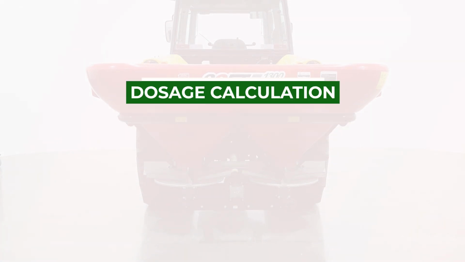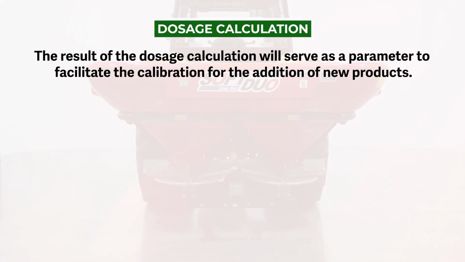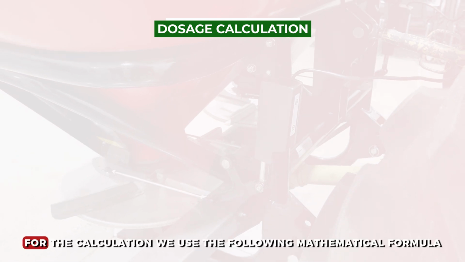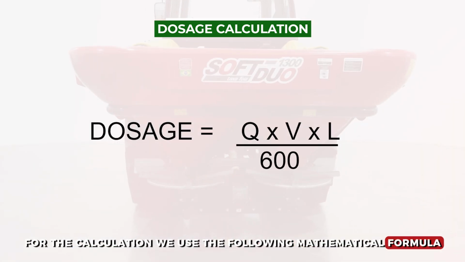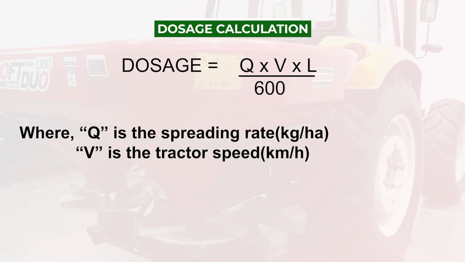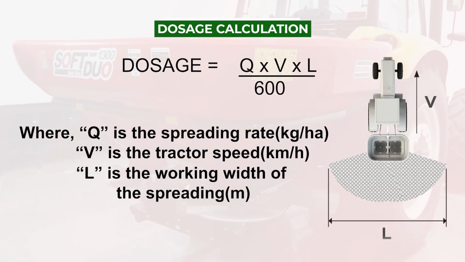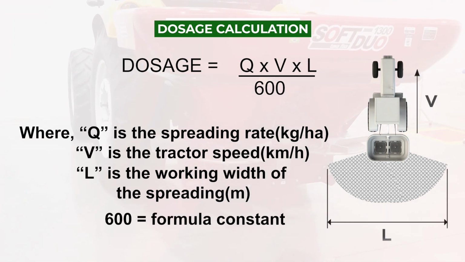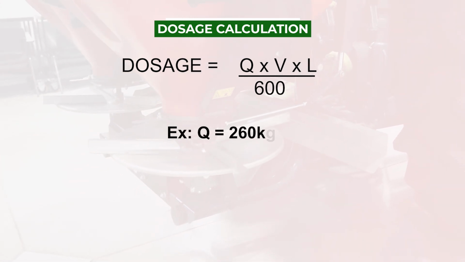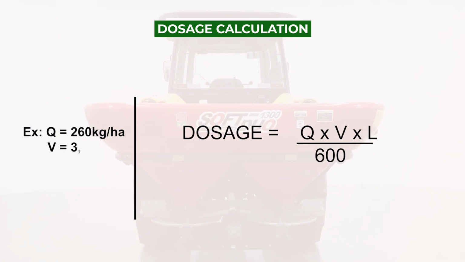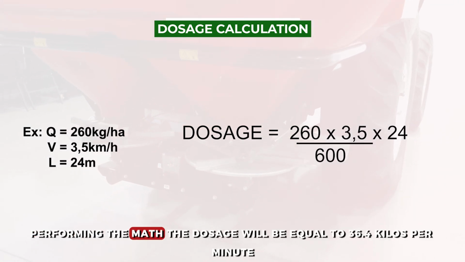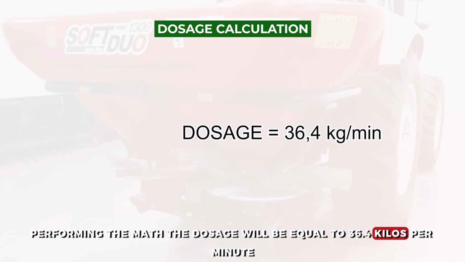Dosage calculation. The result of the dosage calculation will serve as a parameter to facilitate the calibration for the addition of new products. For the calculation, we use the following mathematical formula, where Q is the spreading rate in kilos per hectare, V is the tractor speed in kilometers per hour, L is the working width of the spreading in meters, and 600 is the formula constant. Example: Q equals 260 kilos per hectare, V equals 3.5 kilometers per hour, L equals 24 meters. Performing the math, the dosage will be equal to 36.4 kilos per minute.